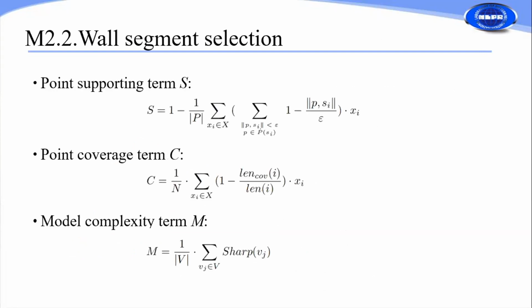The S is the point supporting term. It measures how reliable a wall candidate segment is if it is selected, and the higher the support is, the more likely the candidate is to be in the solution. The C is the point coverage term. It is introduced to balance the data completeness. The M is the model complexity term. This term is added to generate the floor plan with appropriate complexity.